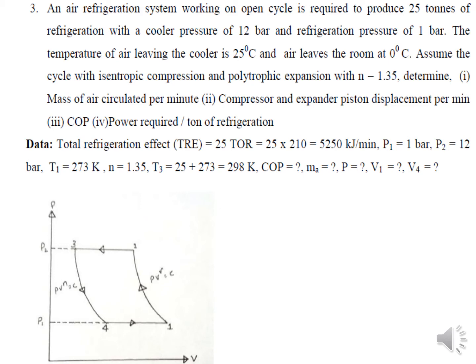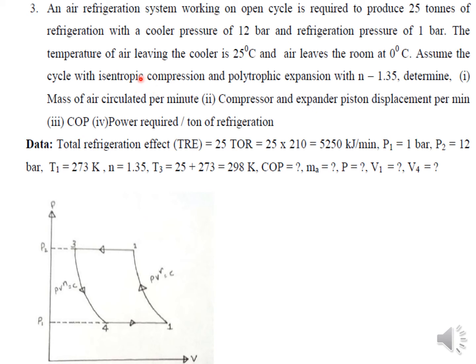So one is what? Here as compression process, if you are using compression, 1 to 2 you are going to compress. So here it is happening with isentropic compression. I'll show you this here. Whatever we are using here, it is PV raised to gamma equal to constant. Why? Because he has said to assume the cycle with isentropic compression, and isentropic compression means it is adiabatic.